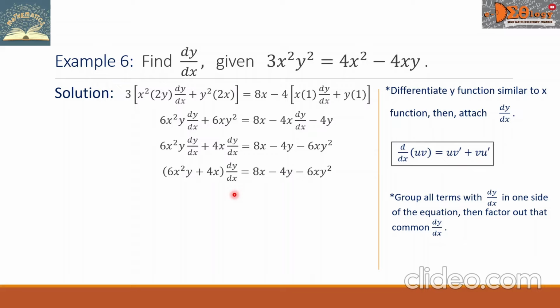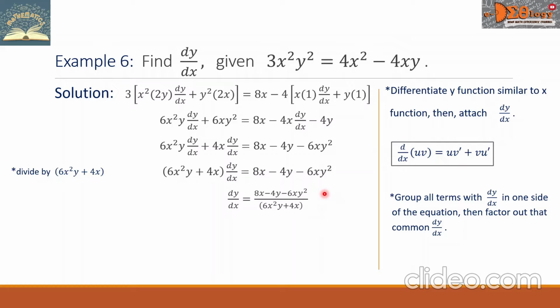And then let's isolate dy over dx. We divide this equation by the coefficient of dy over dx. In this example, we divide by 6x squared y plus 4x. If we do that, the dy over dx will be alone on one side. And this value here becomes the denominator of the right side.